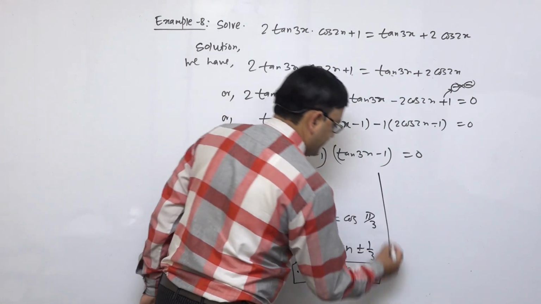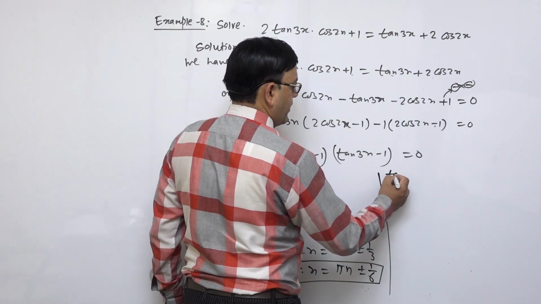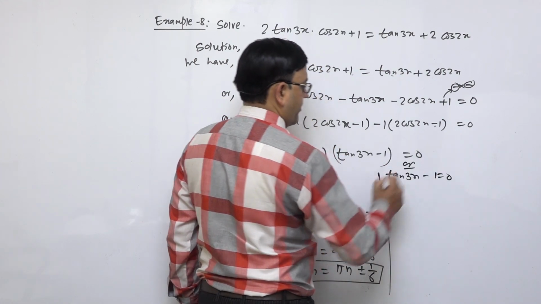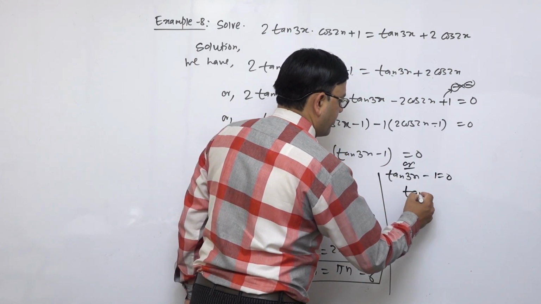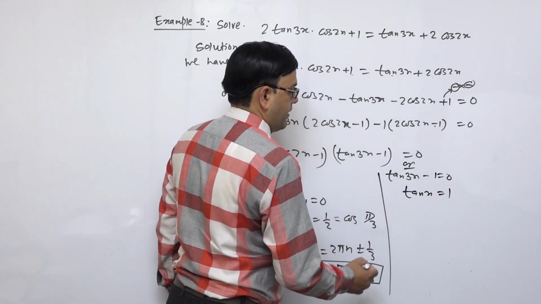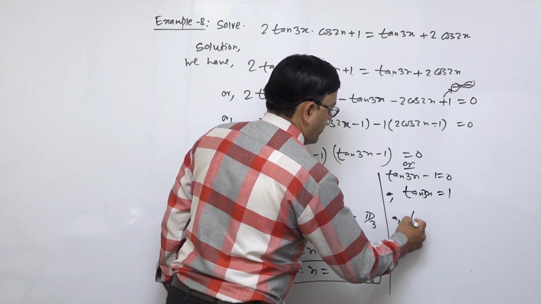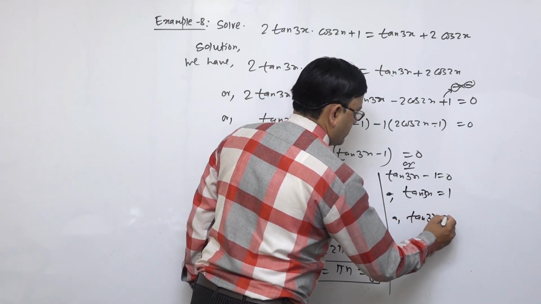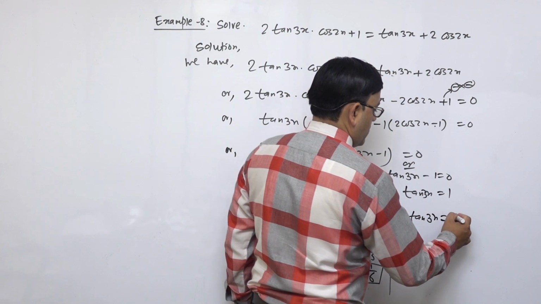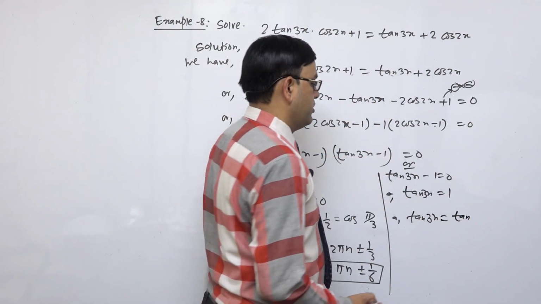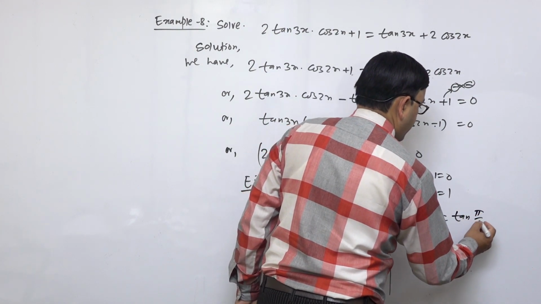Now on the second, we have tan 3x minus 1 is equal to 0. So tan 3x is equal to 1. Tan 3x is equal to 1, we have tan 45 degrees. Tan 45 degrees is 1, so this one is pi by 4.